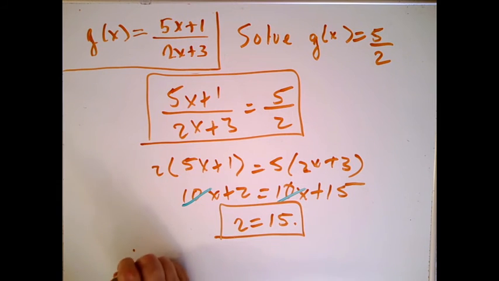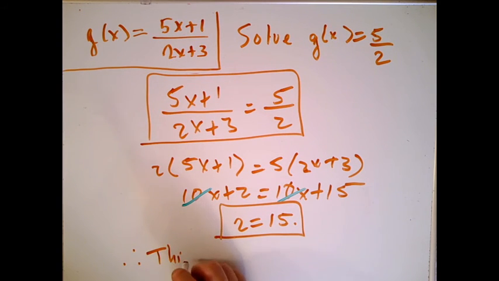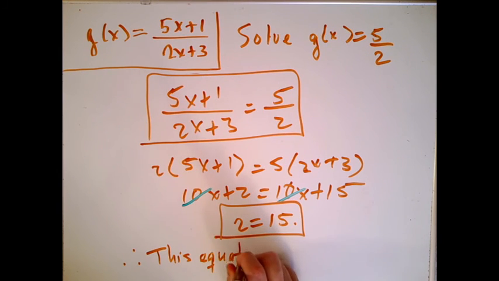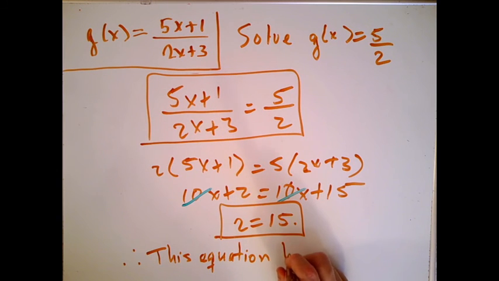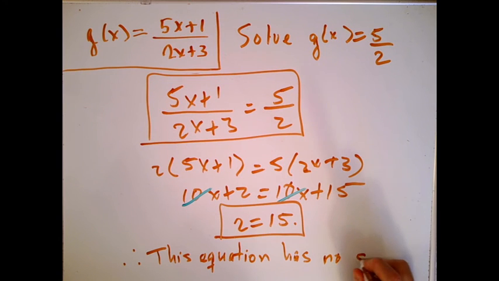This means it's actually not possible to solve the equation g of x equals 5 halves. And let's just write this down and say this equation has no solutions. And we're going to use the shorthand for no solutions that you'll see very, very often this semester.